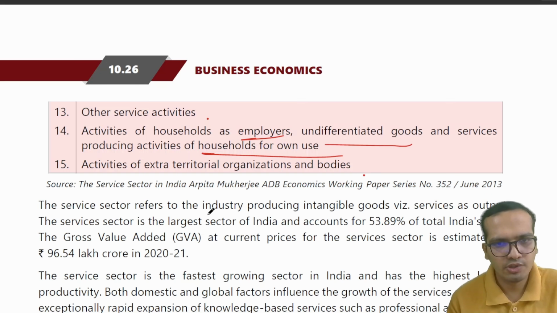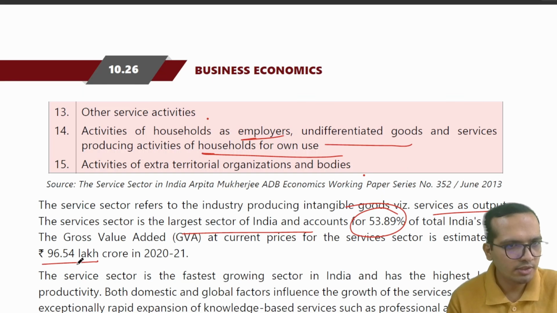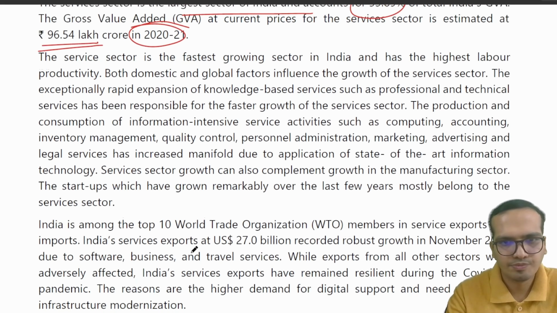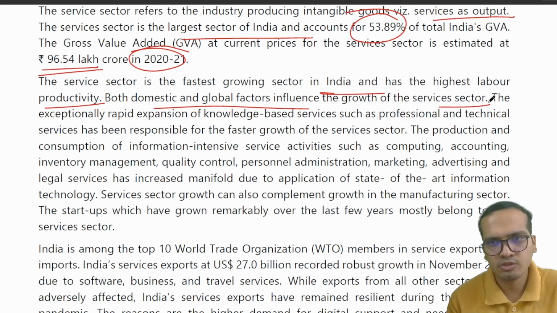The service sector refers to the industry producing intangible goods, such as services, as output. The service sector is the largest sector of India and accounts for 53.89% of the total India's GVA. The gross value added at current prices for the service sector is estimated at rupees 96.54 lakh crores in 2020-21. The service sector is the fastest growing sector in India and has the highest labor productivity. Both domestic and global factors influence the growth of the service sector.